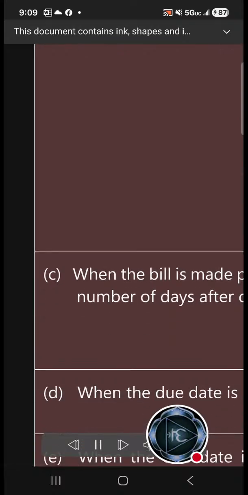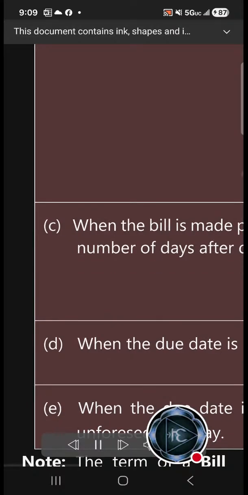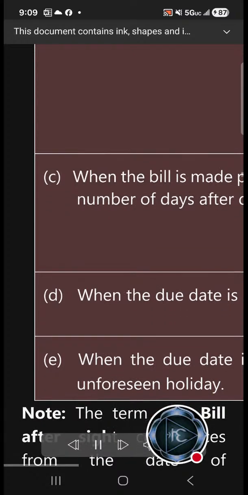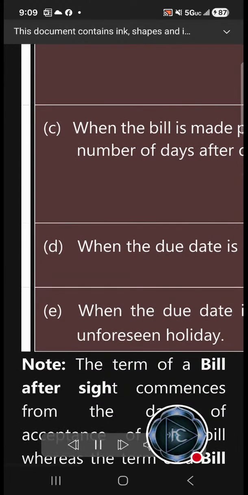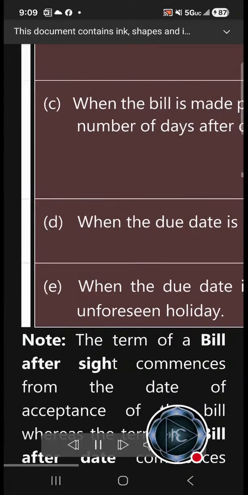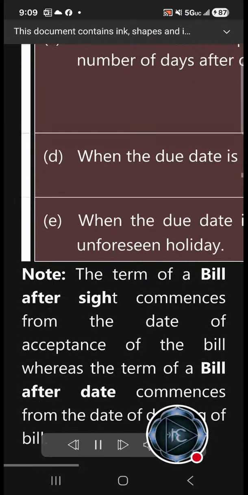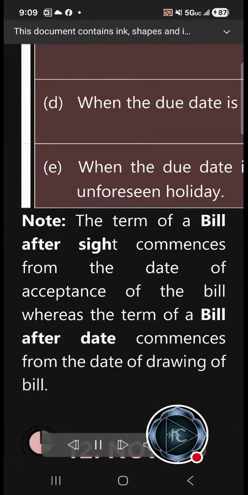Note: the term shall expire on that day of the month which corresponds with the day on which the bill is dated. If the month in which the period terminates has no corresponding day, the period shall be deemed to expire on the last day of such month. For example, a bill signed on January 31st payable after 3 months will be due on May 3rd. Case C. When the bill is made payable at a stated number of days after date, that date which comes after adding the stated number of days to the date of bill shall be the due date. Note: the date of bill is excluded.